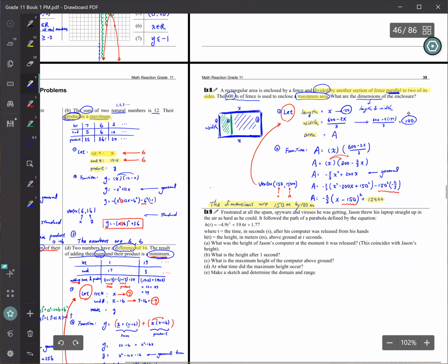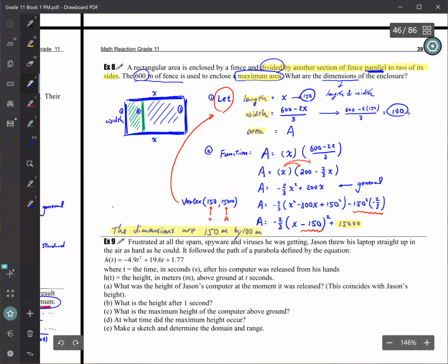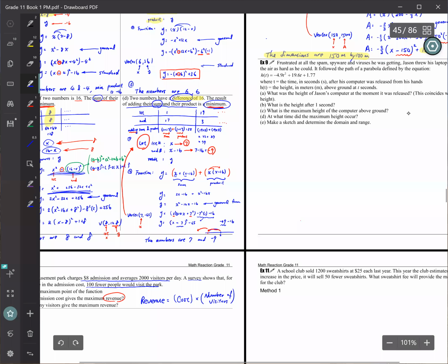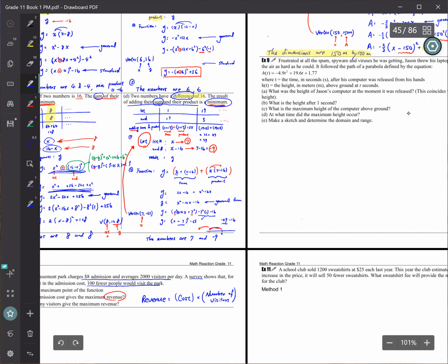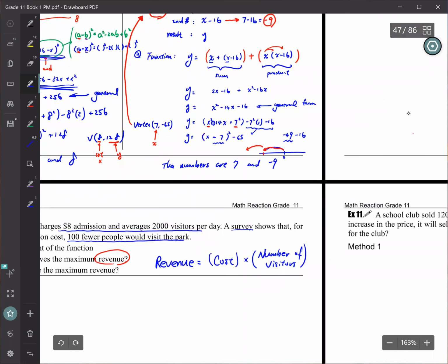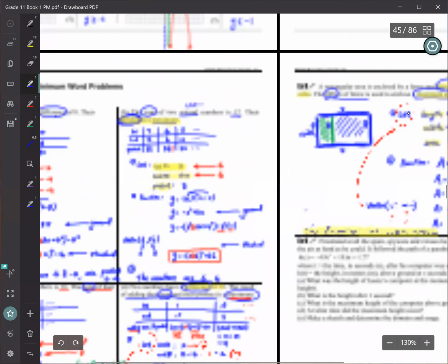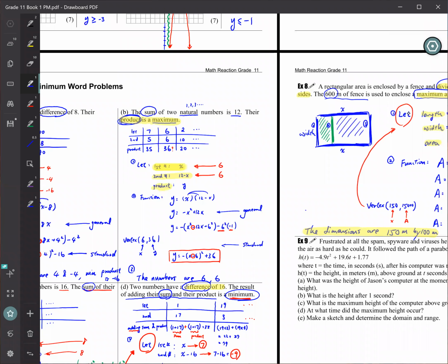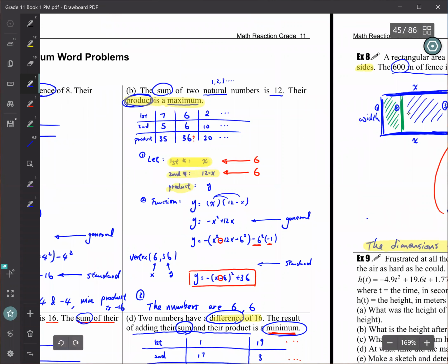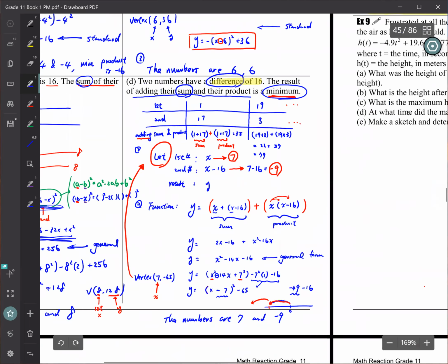Compared to what we had before, area is length times width, right? Does that look similar? Instead of area, we have revenue. Length and width, we have cost and number of visitors. Same with finding numbers, right? We have first number, second number, and the product. So product is kind of like the revenue, right? First number, second number will be like the cost and number of visitors.